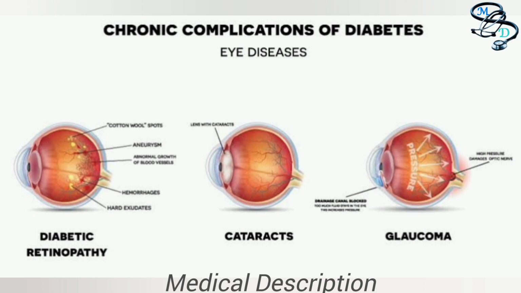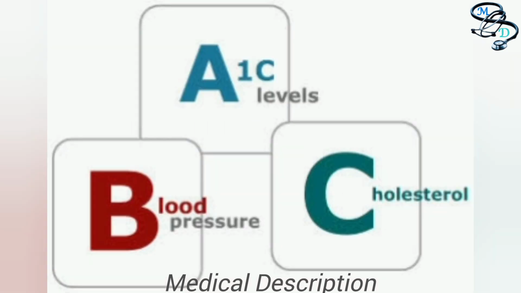These conditions include diabetic retinopathy, diabetic macular edema, cataracts, and glaucoma. Over time, diabetes can cause damage to your eyes that can lead to poor vision or even blindness. But you can take steps to prevent diabetic eye disease or keep it from getting worse by taking care of your diabetes. The best way to manage your diabetes and keep your eyes healthy is to manage your blood glucose, blood pressure, and cholesterol, sometimes called the diabetes ABCs.